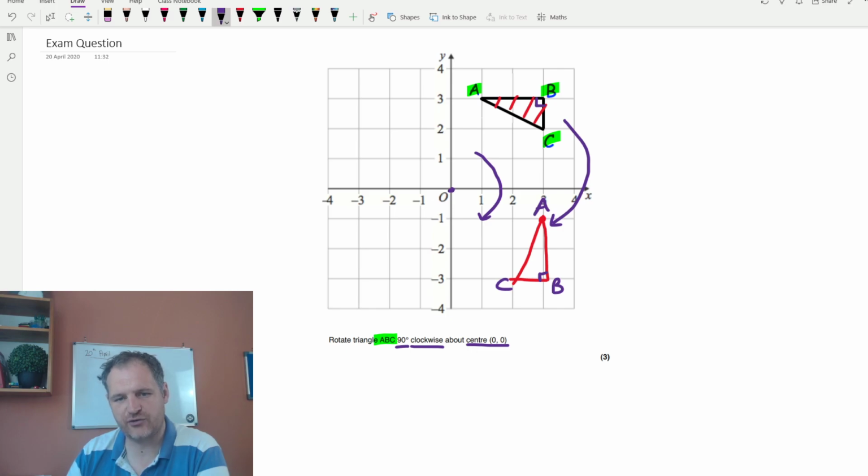That has rotated round, and the next one will go over here somewhere, and the next one will go over here somewhere. We can do more than one, but if it only specifies once, only do it once. Don't keep doing it just because it says 90 degrees clockwise. You just do it once and you stop there. Hopefully that has made sense.